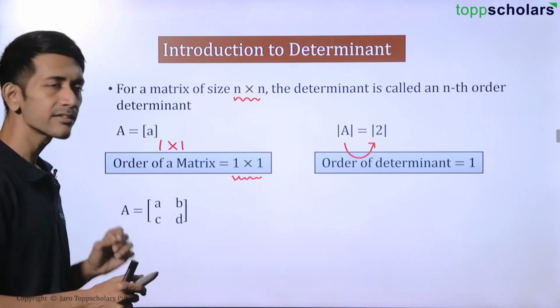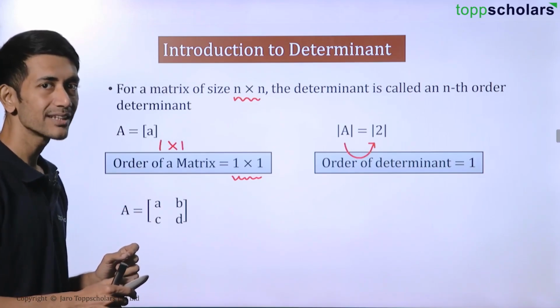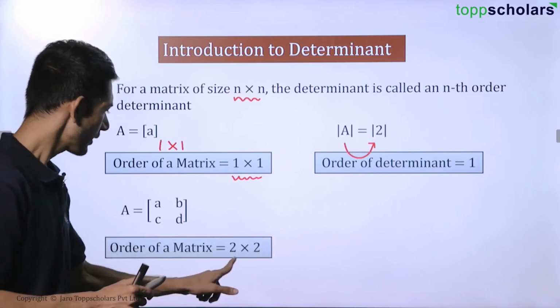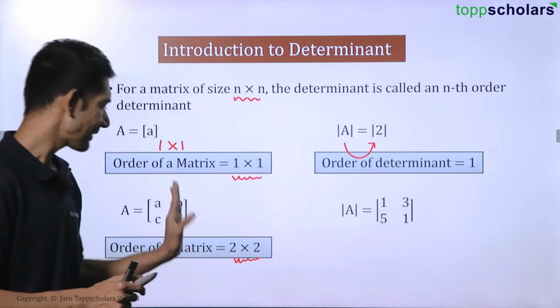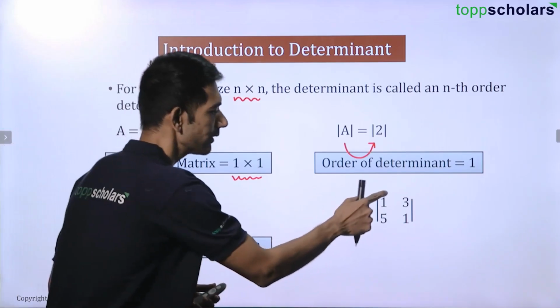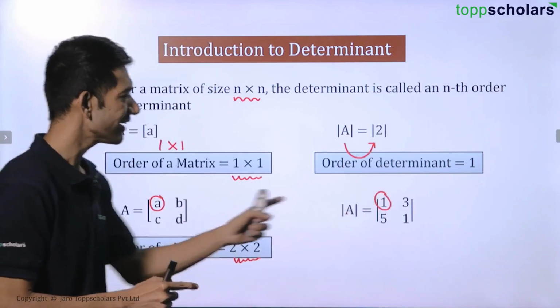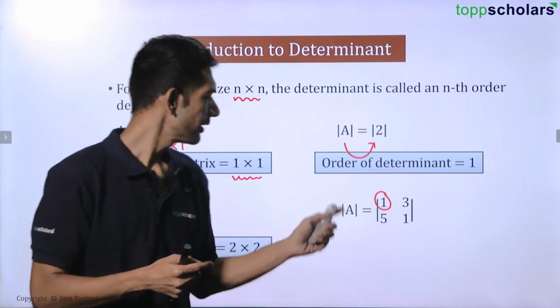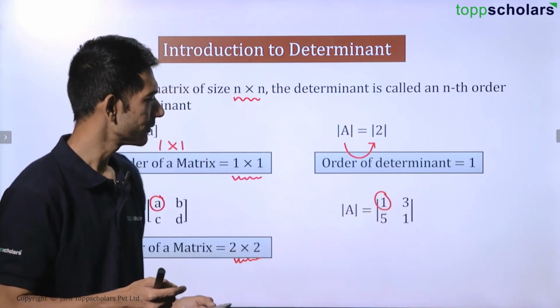The order of this matrix is 2 by 2. That is, there are 2 rows and 2 columns, isn't it? So here we have 2 rows and 2 columns. Now let us take an example. Basically what we have done is, we have taken A as 1, then we have taken B as 3, C as 5 and D as 1. We have just taken an example here where the matrix A has elements 1, 3, 5 and 1, right?